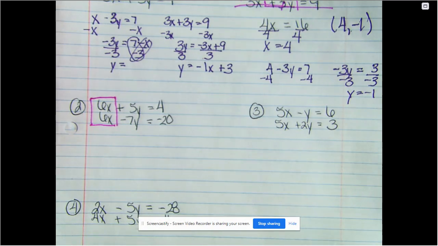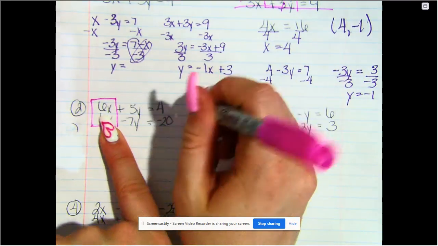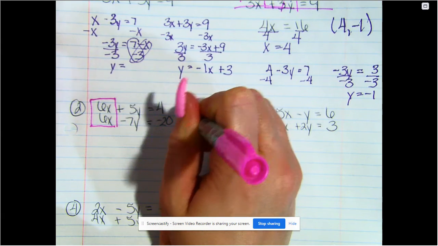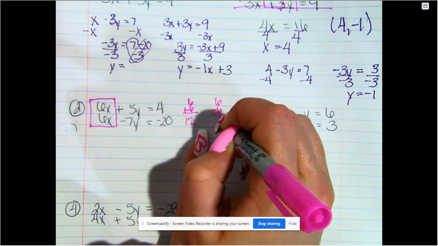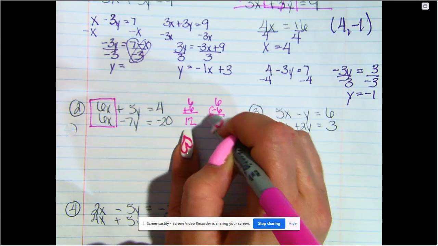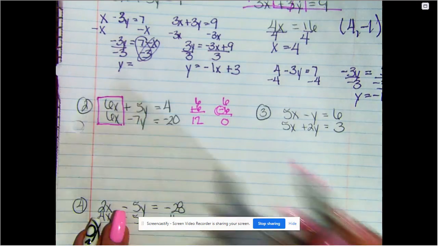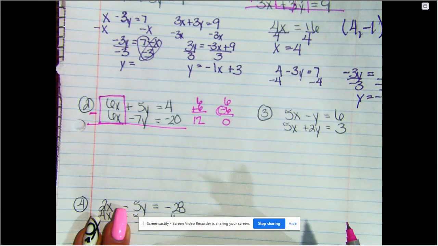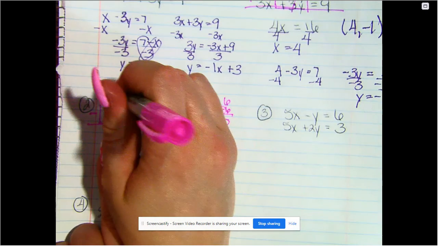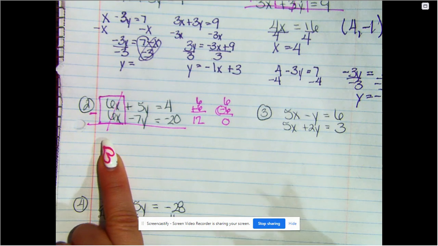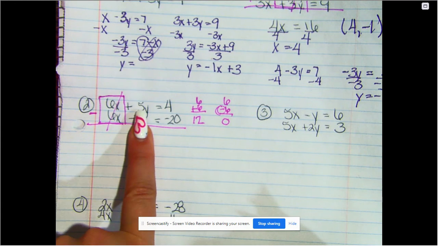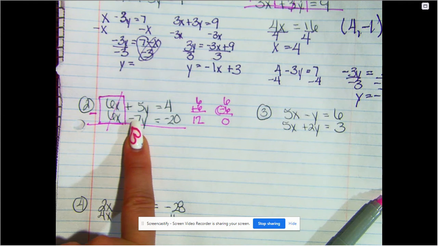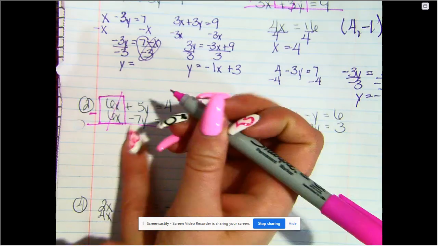You can figure out whether adding or subtracting works by doing a little math on the side. If I take 6 plus 6, I get 12. If I subtract them, 6 minus 6, I get 0. So subtraction is the operation I want to use. I'm going to subtract those variables. 6x minus 6x eliminates it, which is why the process is called elimination. Then I'm going to do 5 minus negative 7. Be very careful. That ends up giving us a positive 12.